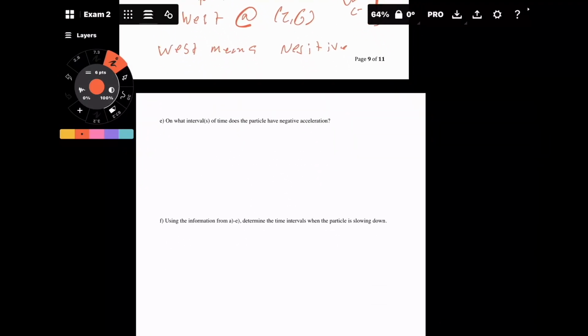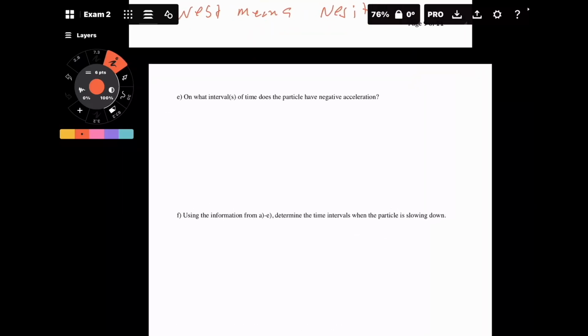Okay. Now we want to do E. On what intervals of time does the particle have a negative acceleration? So to find this negative acceleration, we want to know what a of t is, which is going to be 6t minus 24, which can be factored out as 6 times (t minus 4). And then we can solve for 0, which looks like t equals 4. So we can do another quick number line at 0, 4, since time can always start at 0. It can't be negative time.